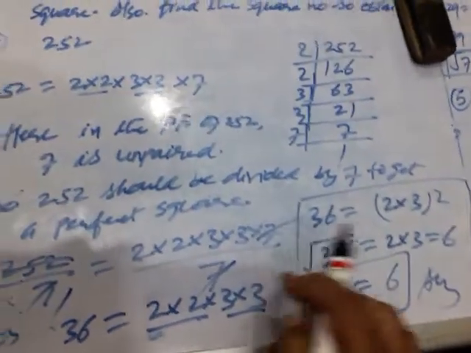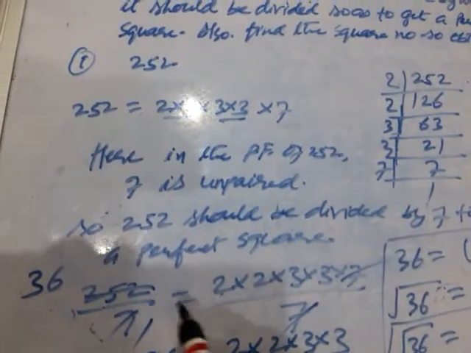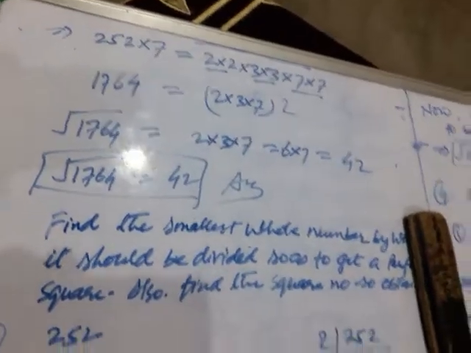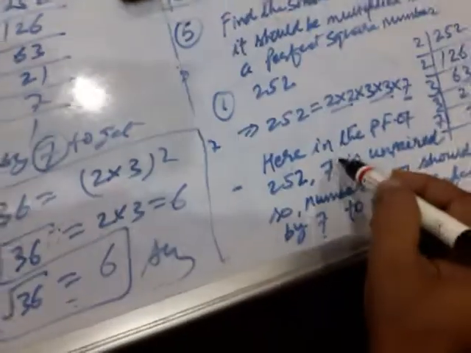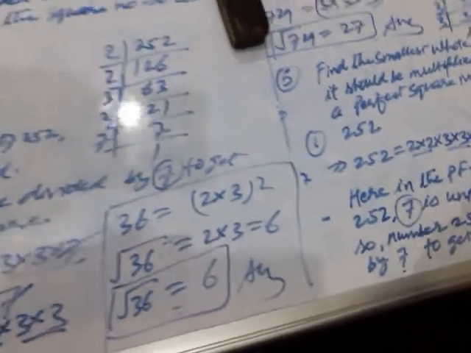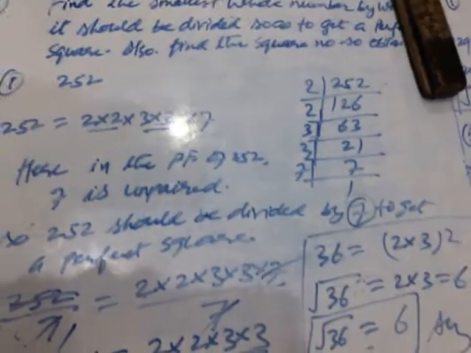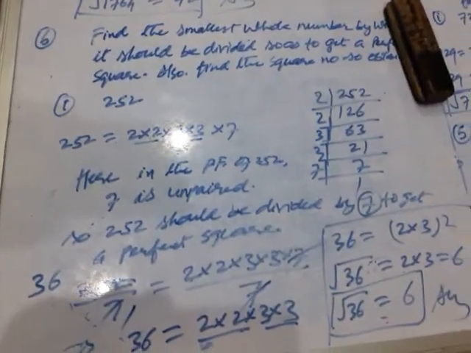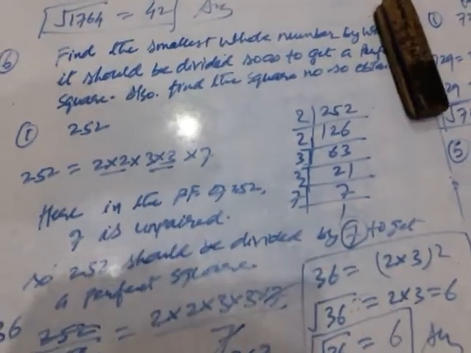So what was the first answer? The first answer was 7, it should be divided by 7 here. Clear? Here also, what was the answer? Here also it was 7. Okay children, so here the answer is this one. So in this way you can solve question number 5 and question number 6, right children?